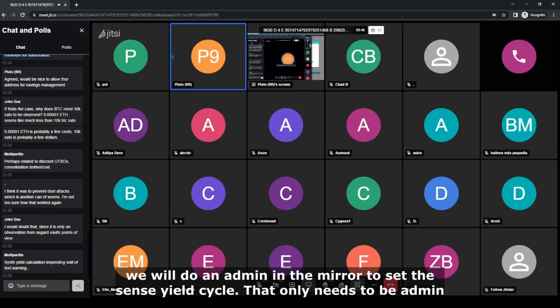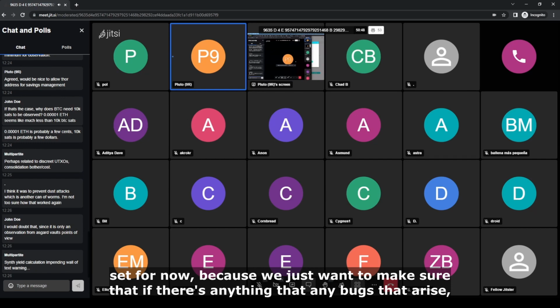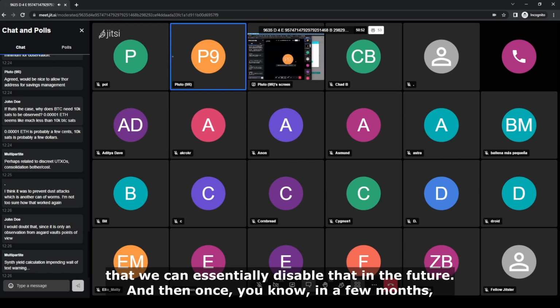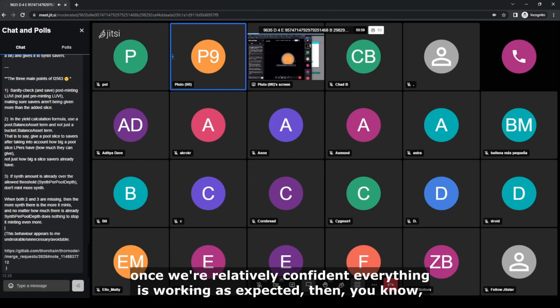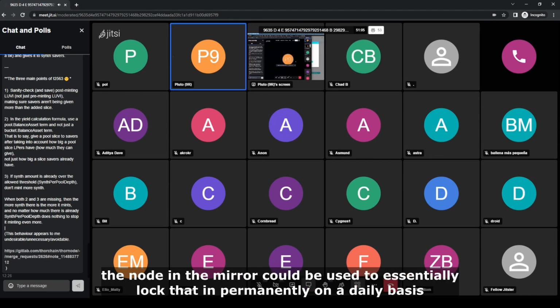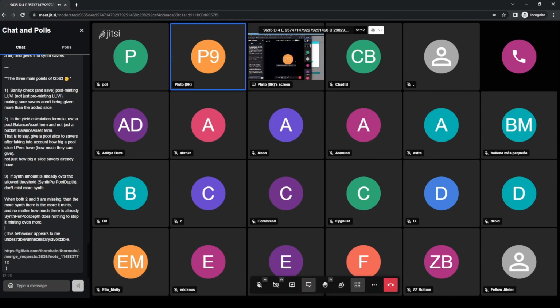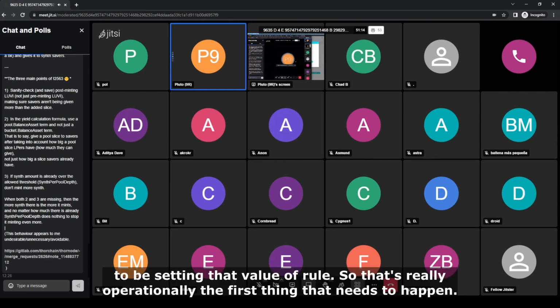That only needs to be admin set for now because we just want to make sure that if any bugs arise, we can disable that in the future. And then in a few months, once we're relatively confident everything is working as expected, node mimir could be used to lock that in permanently on a daily basis, to be setting that value accrual. So that's really operationally the first thing that needs to happen.